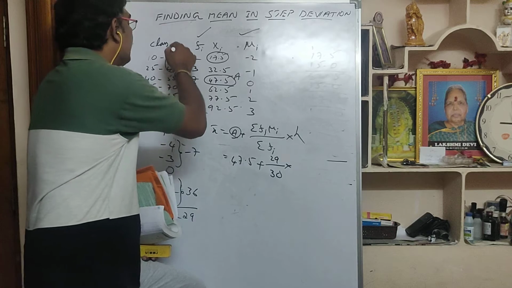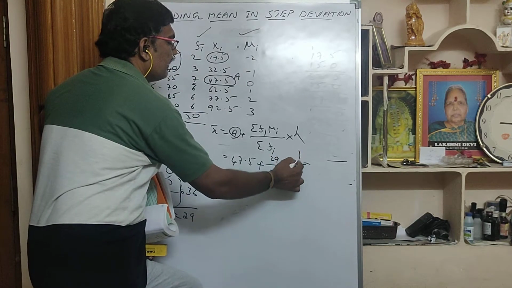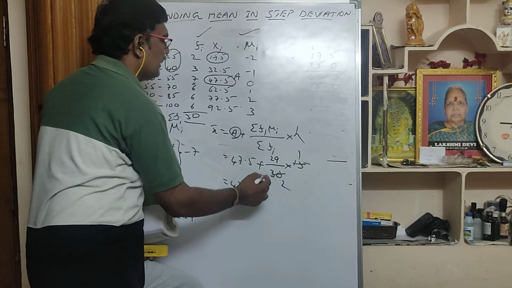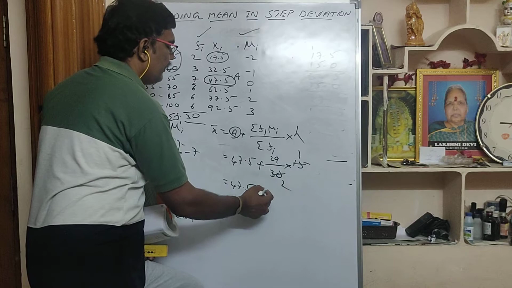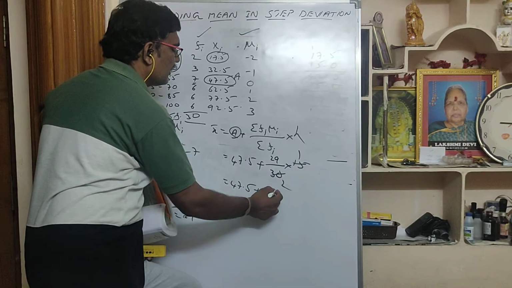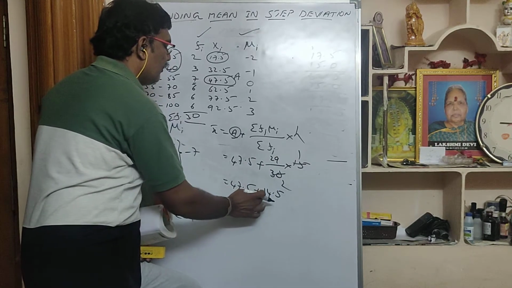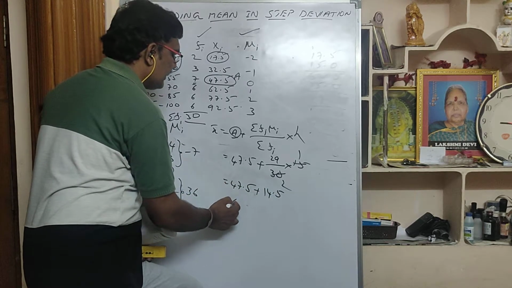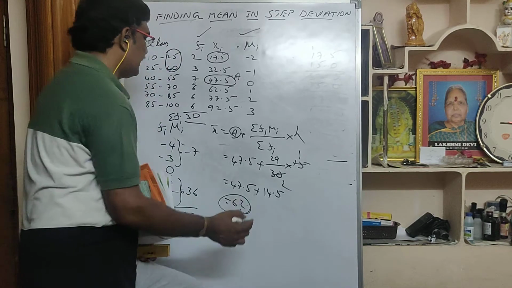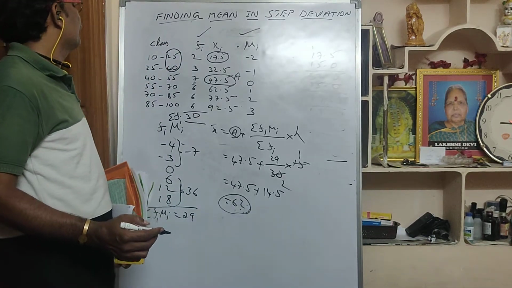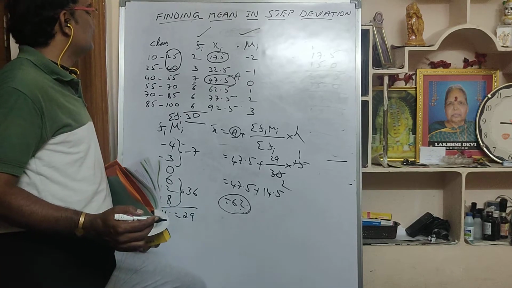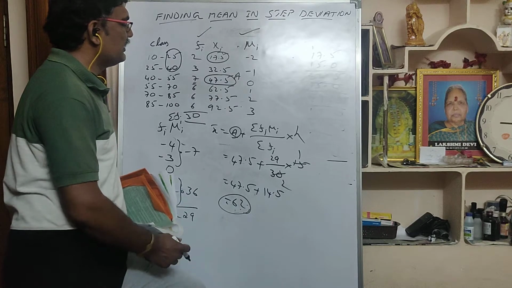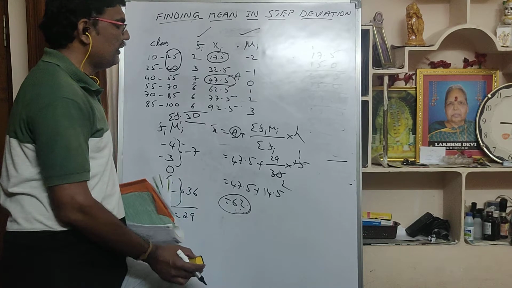h, the height of the class, is 15. So 47.5 plus 29 by 2. If you do the division, 2 ones are 2, 2 fours are 0.5. Then 14.5, again 0.5, 15, 22, 62. So what is 62 here? 62 is the assumed mean. You got 62 as the assumed mean.